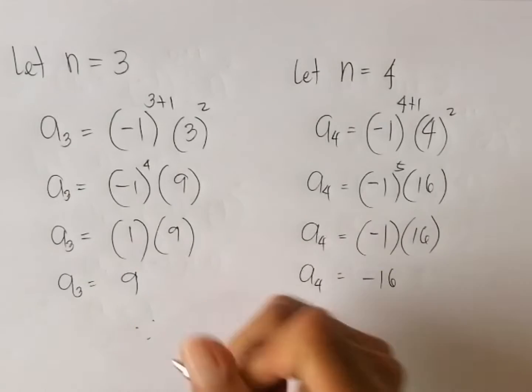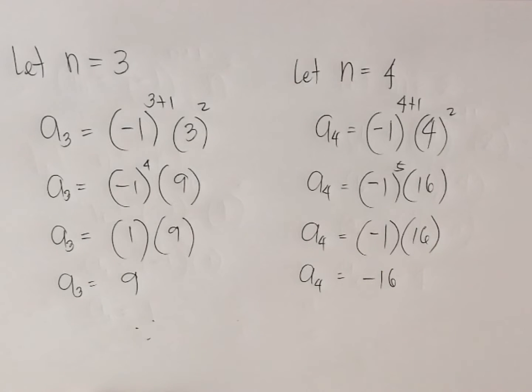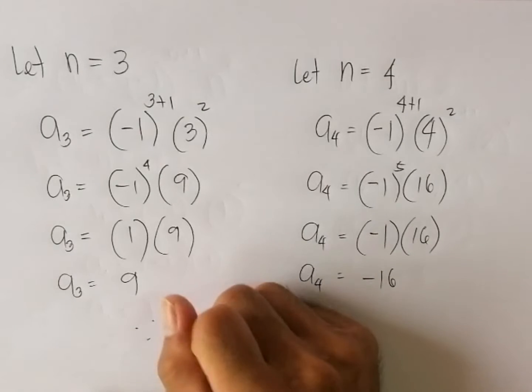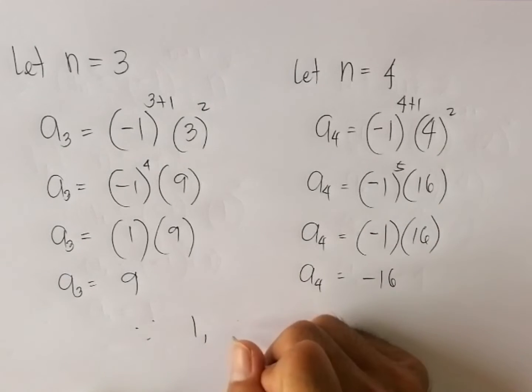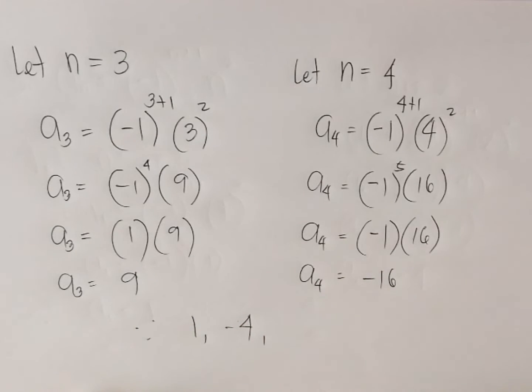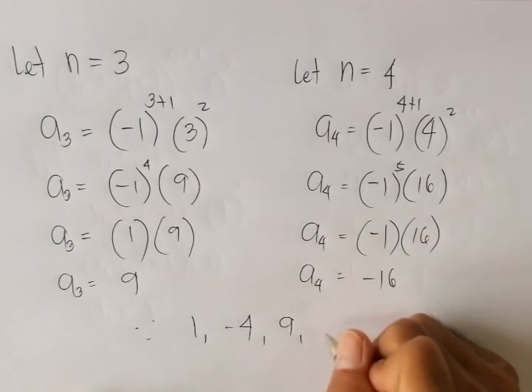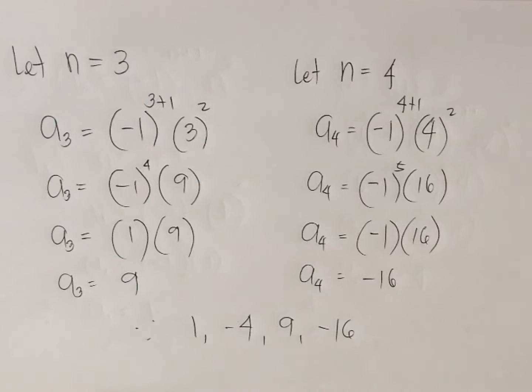Therefore, the first 4 terms of the sequence are 1, negative 4, 9, and negative 16.